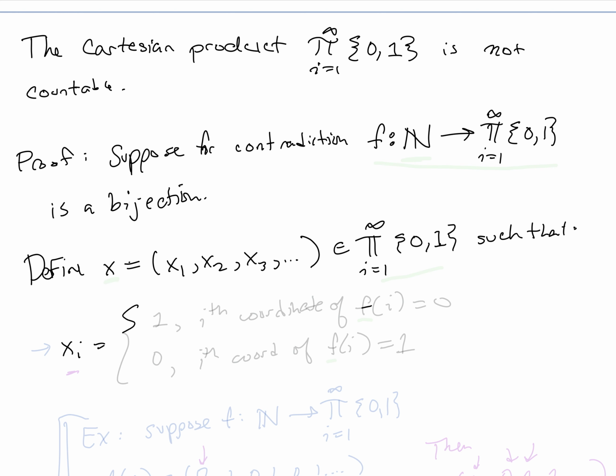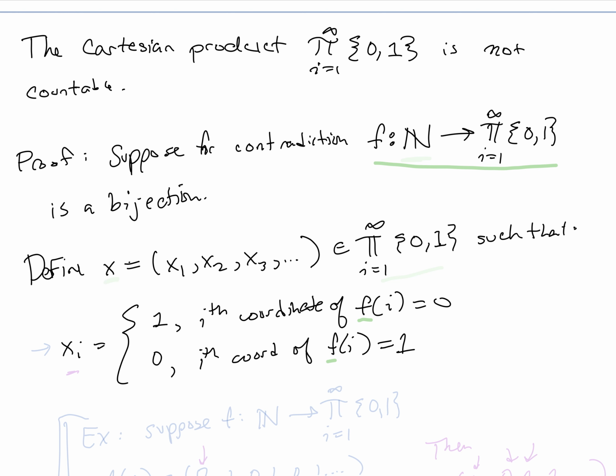xi is going to be equal to, of course, 1 or 0, but it's 1 in the case that the ith coordinate of f(i) is equal to 0, and it's 0 in the case that the ith coordinate of f(i) is equal to 1. And this is, again, based on the idea that we have supposed for contradiction that there is some bijection, so that's the f that we're talking about. So suppose there is this bijection.